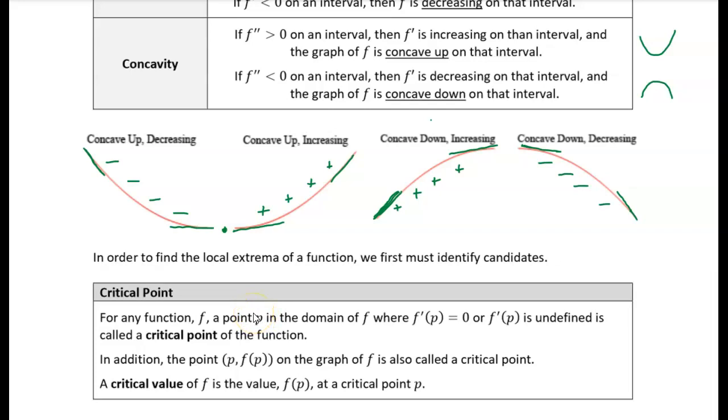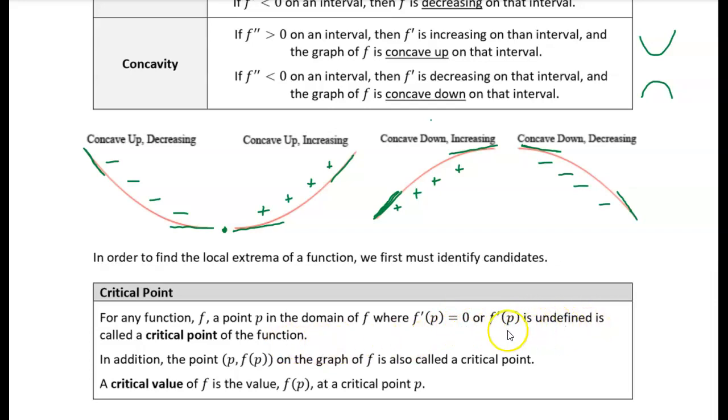The slope is negative and then it becomes positive, so we're passing through 0. And that's essentially what we're going to define as a critical point. Any place on the function where the slope is 0, the first derivative of that point, is 0. Okay, so for any function f at a point p in the domain of f, where f prime of p is equal to 0, that's the derivative of the function. We're looking for places where the derivative of the function is 0 or undefined.